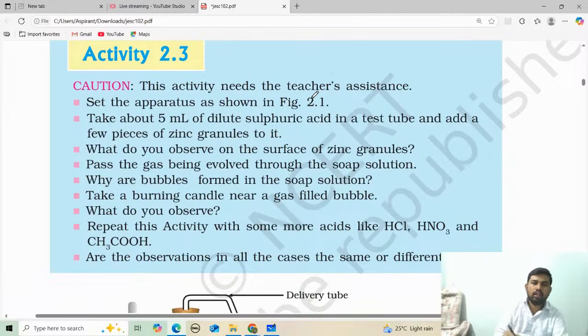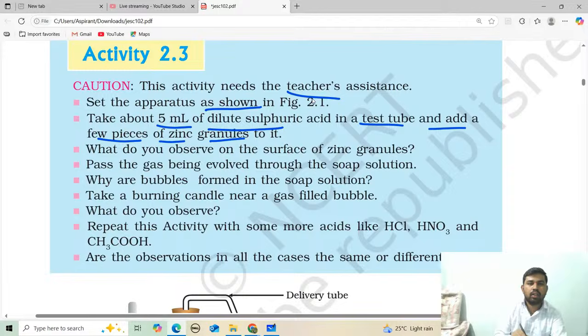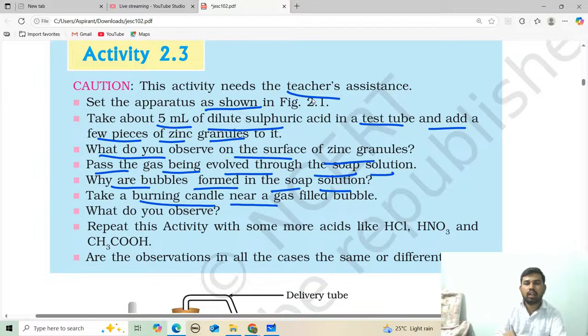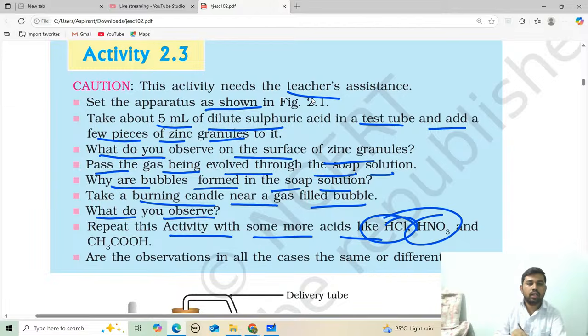They are asking about the apparatus as shown in the figure. Take 5 ml of dilute sulfuric acid, add a few pieces of zinc granules, and observe what happens on the surface of the zinc. Pass the gas evolved through soap solution. Why are bubbles formed in the soap solution? Take a burning candle near the gas-filled bubbles. What do you observe? Repeat the activity with some more acids like HCl, HNO3 and CH3COOH.